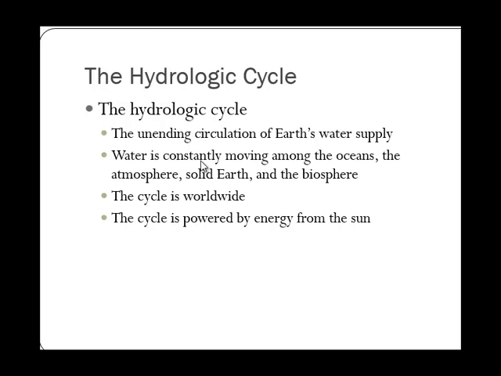Water is constantly moving between the oceans, the atmosphere, the solid Earth, and the biosphere, namely the living things, inside the bodies of living things. The cycle is worldwide, and it's powered by energy from the sun, because the key way in which water moves downwards is, of course, rain, but the key way in which the water moves upwards is evaporation. And in order for evaporation to happen, you need, of course, the energy from the sun.